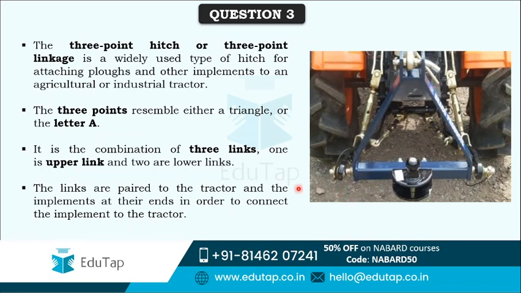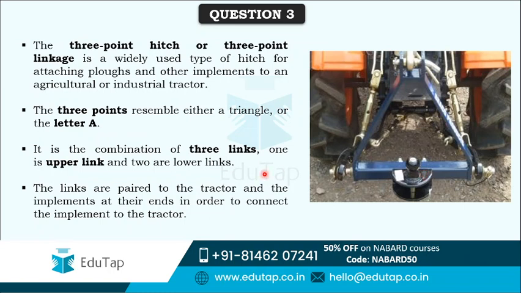And it is a combination of 3 links. One is upper link and 2 are lower link. So you can see that here this is the upper link and this is the lower link. And the links are paired to the tractor and the implements at their ends in order to connect the implement to the tractor. So from here the other implement can be connected to the tractor.